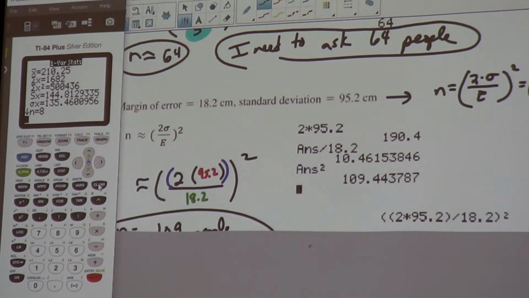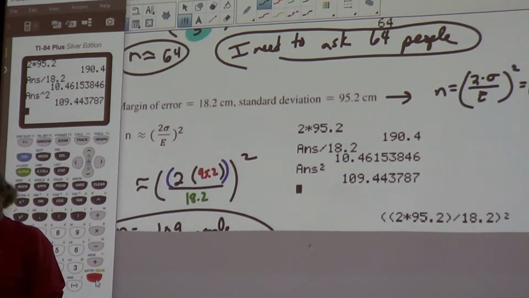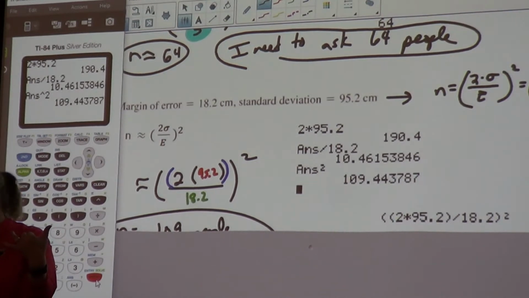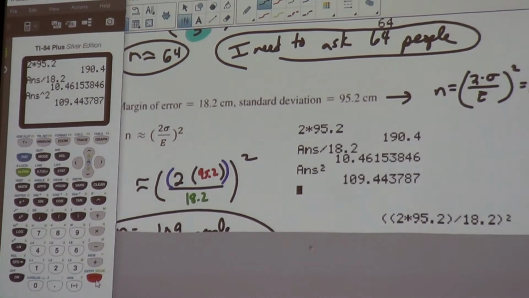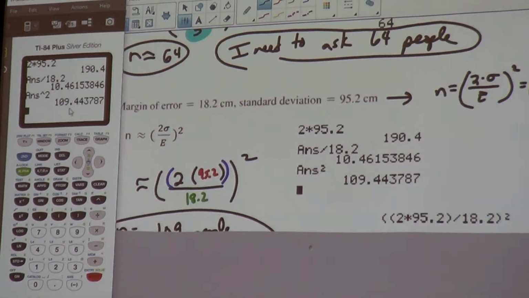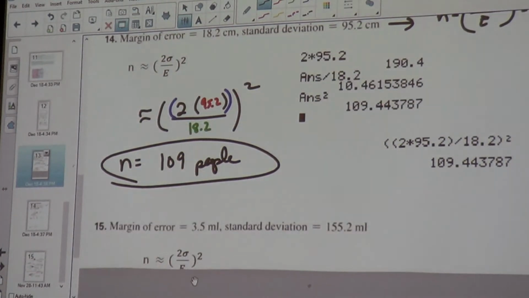So it's going to be 2 times 95.2, get an answer. Divide by 18.2, get an answer. And you can do to the second power, get an answer. Now, can we have 109.4 people? No. We can't have 0.4 of a person. We can have 109 or we can have 110. For this one, it's going to be 109. You have to have a whole person. You can't have part of a person. That has to be a whole number because you're talking about people.